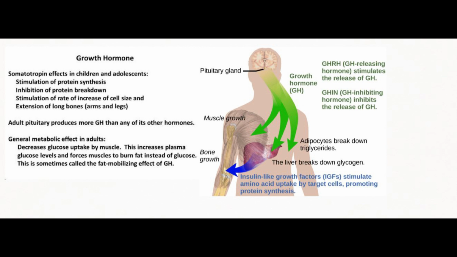So the excess mobilization of fat from the adipose tissue will cause the accumulation of the fat in the liver, that can result in the fatty liver. Another important feature of growth hormone is conservation of the glucose. So there will be decrease in the peripheral utilization of glucose for the production of energy. So there will be conservation of the glucose.